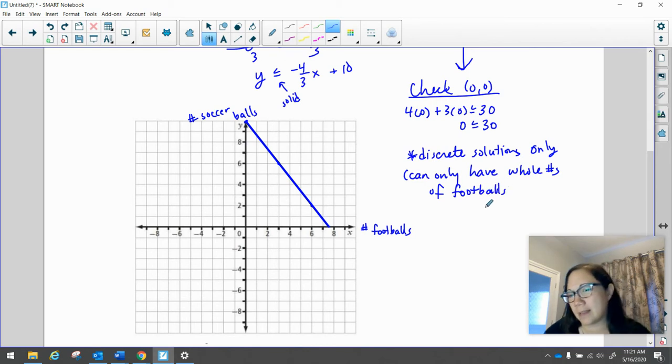One situation where you know it's definitely discrete is when you're talking about people. Like you wouldn't have 2.2 kids. You either have 2 kids or you have 3 kids.